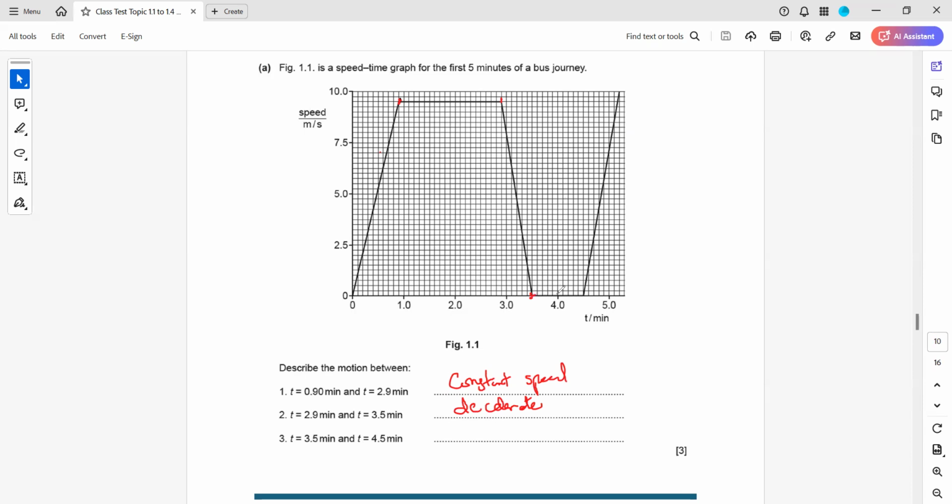3.5 to 4.5 in this region. So what will happen? The object is at rest, not moving, because the speed is 0 from 3.5 to 4.5. That's why it is stationary or not moving, you can say.